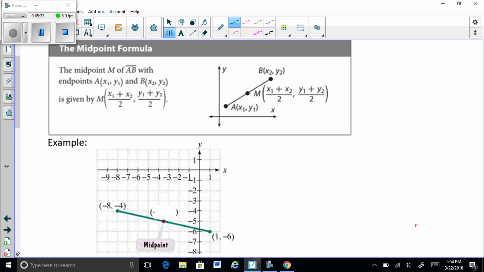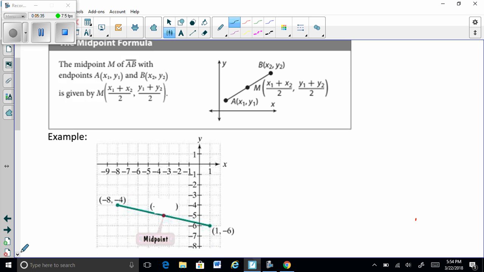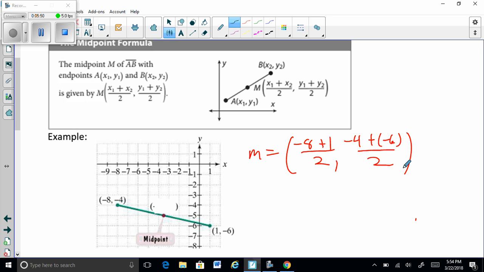Once again, we probably don't need to do a million of these. So on my example right here, you can see your x's. So just add the x's together. So -8 plus 1 divided by 2. Add the y's together, -4 plus a -6, and divide by 2.